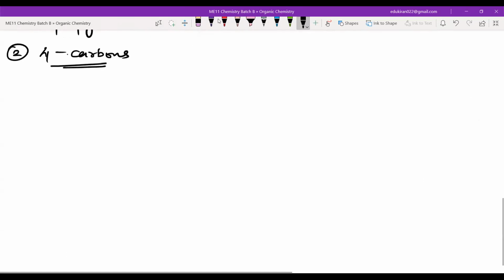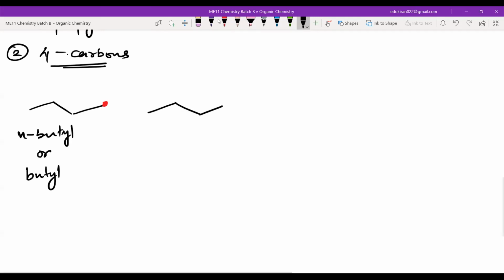Now, if you have 4 carbons, then first of all, this will be normal butyl, N-butyl, or simply butyl. If the point of attachment is here, sorry, use the same color, this is secondary butyl. So just new faces and new names, nothing else. Okay, new faces, new names.